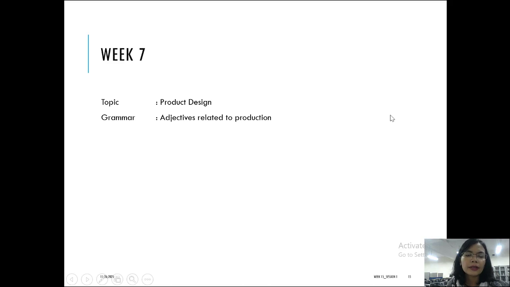And for week 7, we are talking about product design. We talk about how the design can help with the production. Let's say, for example, it's easily mass produced, or it's stackable, it is durable, and etc. And we are talking about the adjectives related to production, specifically to the product design. Okay, have a look again the topic for week 7 if you also forget about this.